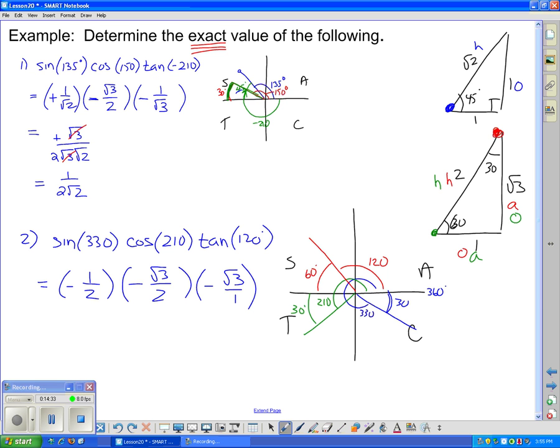And there we go. All three fractions are negative, so a negative times a negative times a negative is negative. Across the top, root 3 times root 3, just multiplying itself, it turns out it's going to be just 3. And on the bottom is 4, so we end up with negative 3/4.